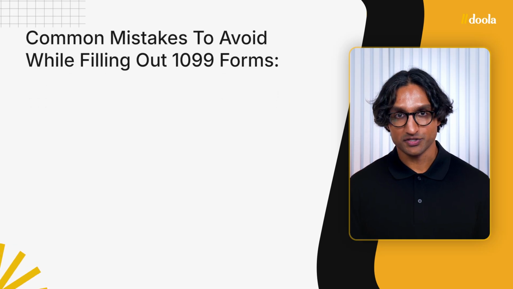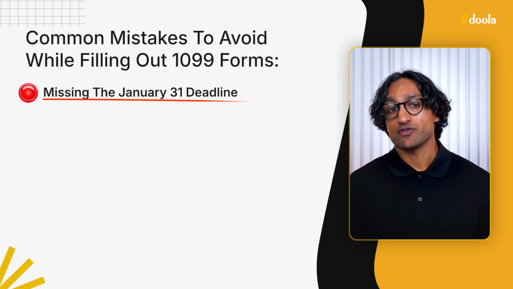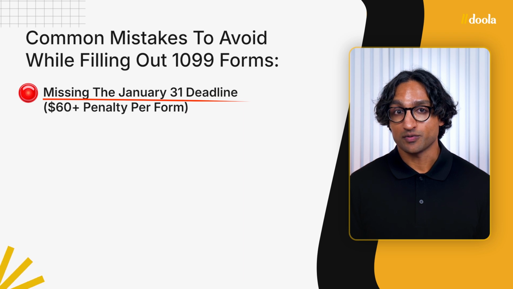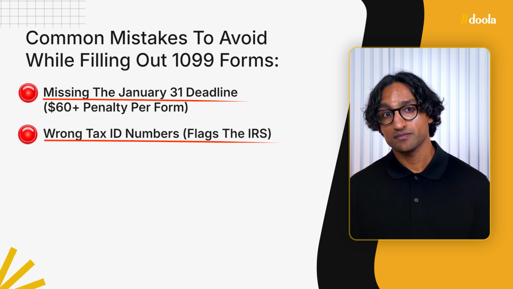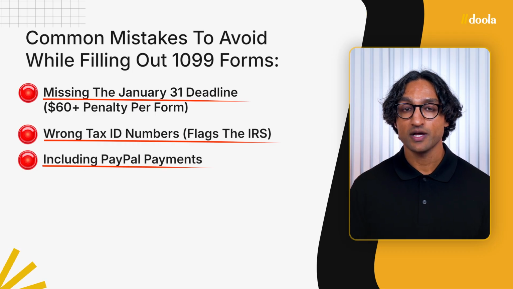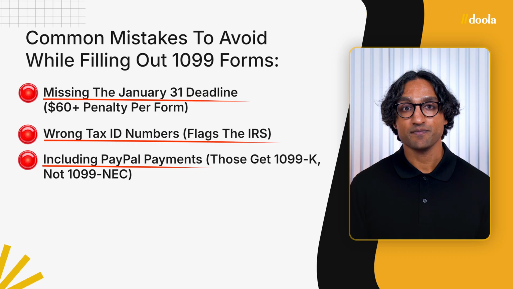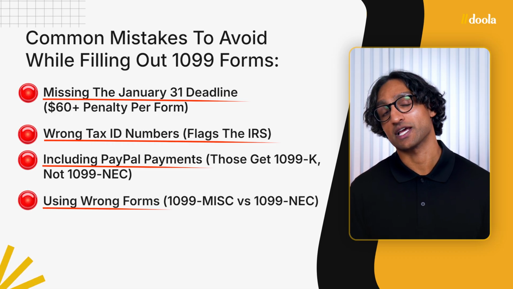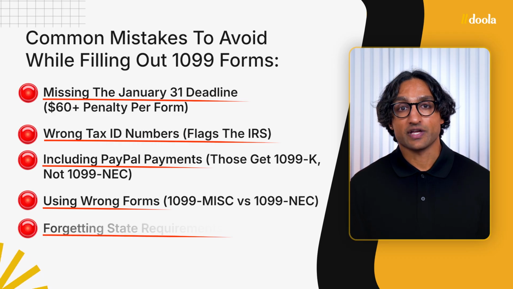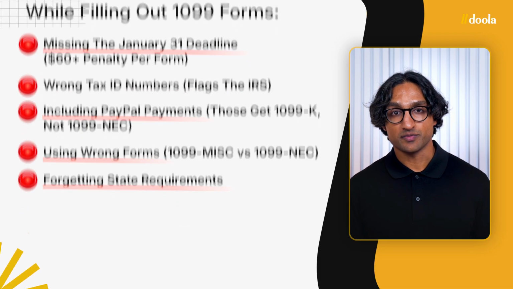Now let's go through some common mistakes to avoid while filling out 1099 forms. Missing the January 31st deadline, there's a $60 plus penalty per form. There's the wrong tax ID number, which flags the IRS. There's including PayPal payments. Again, those get 1099-K, not 1099-NEC. There's using the wrong forms, so 1099-MISC versus 1099-NEC, and then forgetting state requirements. And I also do want to quickly explain what these mistakes will cost you.